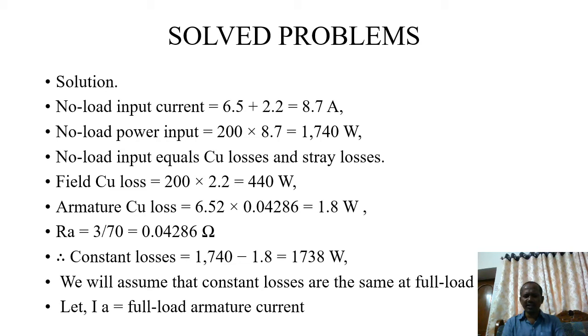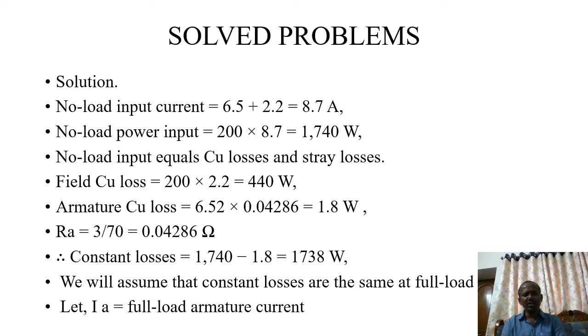Now we can write, there is a small drop given, that is 3 volts. You can calculate armature resistance. RA is equal to 3 by 17, which is equal to 0.04286, that is the armature resistance of the motor.